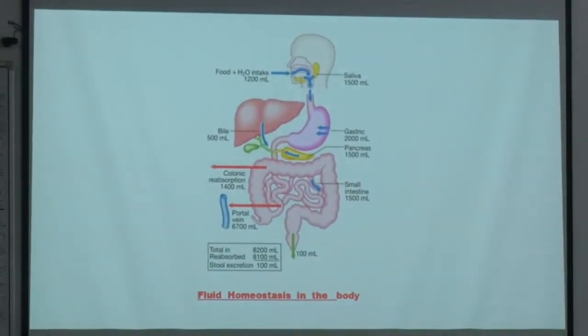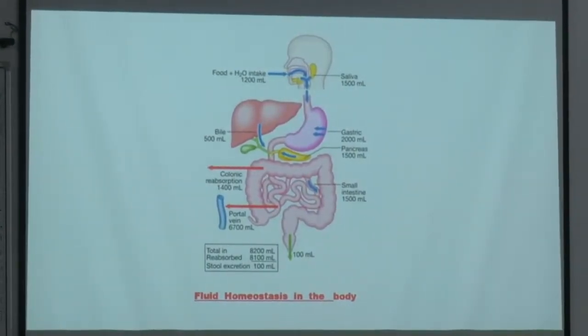So normally along with the food, we take a good amount of water also. And the digestive secretions also contain water. Along with the food, usually we take per day, if the temperature is normal, about 1200 milliliters of water. And saliva is produced almost throughout 24 hours, and it constitutes about 1500 ml. Bile is secreted in response to food, particularly fatty food, and that is 500 ml.